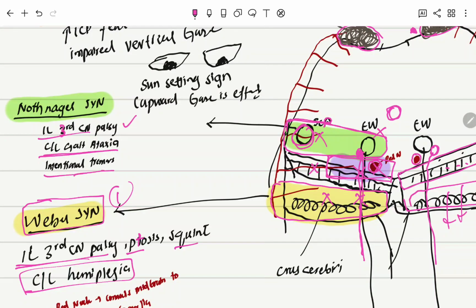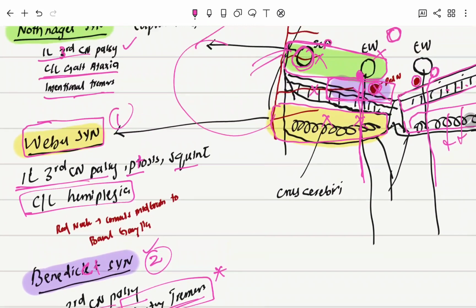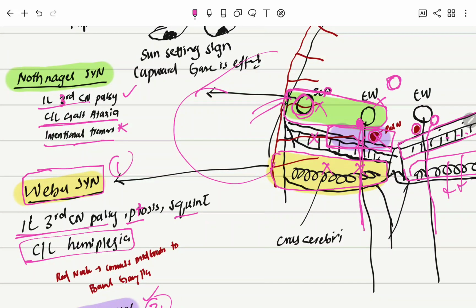And intentional tremors. As we know, the superior cerebellar peduncle connects this to the cerebellum. When this pathway is hampered, there will be ataxia and intentional tremors. I have discussed that when the basal ganglia is involved, there will be resting tremors. So when the cerebellum is involved, we'll have intentional tremors in these patients. This syndrome is called Nothnagel syndrome.